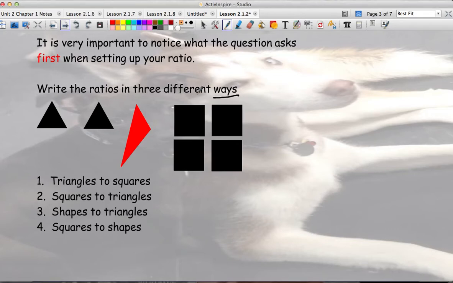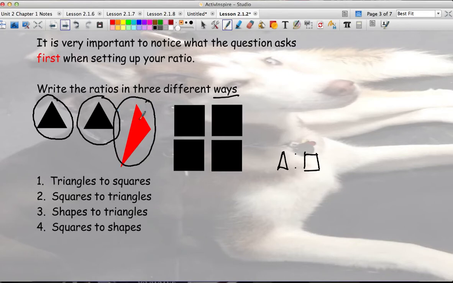So if we are writing the ratio in 3 different ways of triangles to squares, I know that first I have to list my number of triangles, and then I have to list my number of squares. So now I have to look. Does this have 3 sides? Yes. Is this a 3-sided shape? Yes. Is this 1, 2, 3? Yes. So even though these triangles aren't the same, they're all triangles still. So this is still considered a triangle. It's just not an equilateral triangle like the other two.